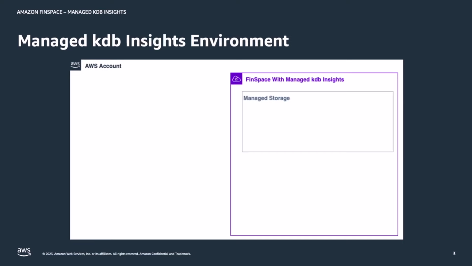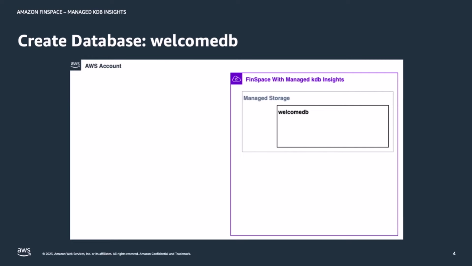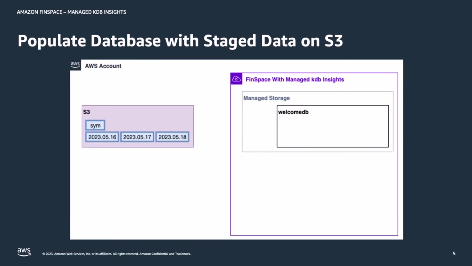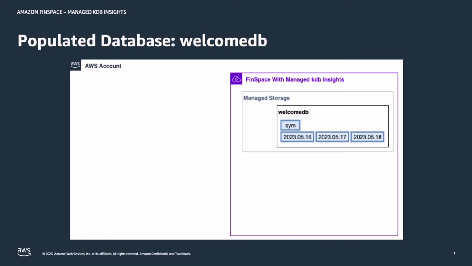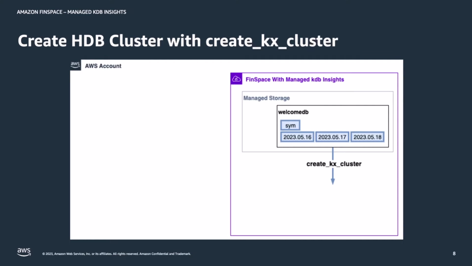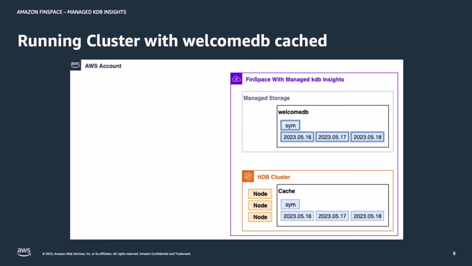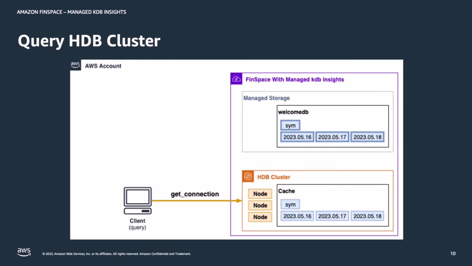To illustrate, let's start with our managed KDB Insights environment and create a database, WelcomeDB, by calling createKXDatabase, which will first start as empty. To populate it, we will take the data from our S3 bucket and call createKXChangeSet, adding that data to WelcomeDB. Next, we will create the HDB cluster by calling createKXCluster, referencing the WelcomeDB. This creates an HDB cluster with three nodes, which will utilize a high-performance cache to serve up the data of WelcomeDB. And last, we will query the data in the HDB from an external client using PyKX.